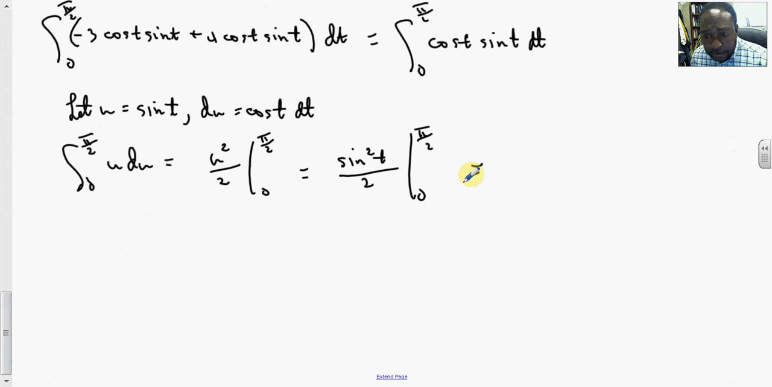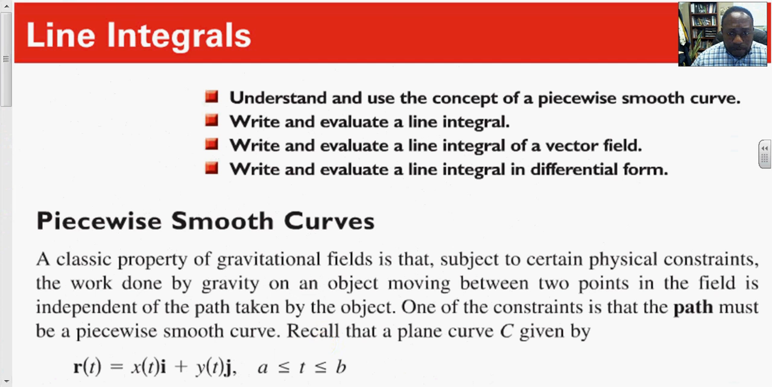So sine of pi over 2 is 1. So sine t here at pi over 2 is 1 squared. So it's just 1 divided by 2. And all we have there is 1/2. And we should be good to go, I think, on all of that. Looks good to me. Well, I'll stop there. Thank you.